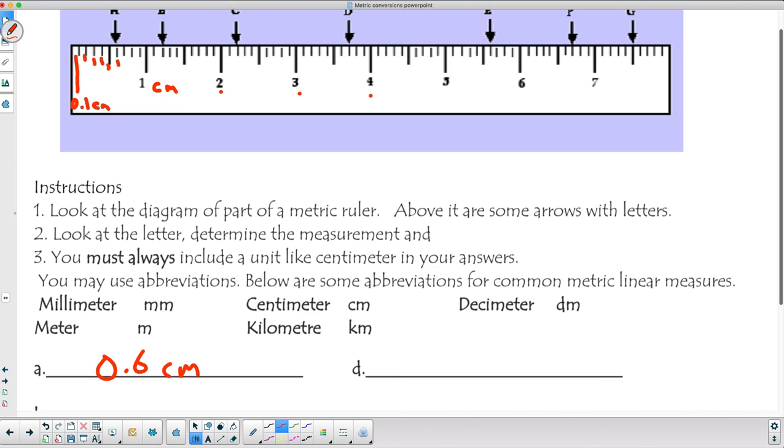So for letter D, that's D right here, and here is where my measurement is. I have 3 point, and then 0.1, 0.2, 0.3, 0.4, 0.5, 0.6, 0.7. So this would be 3.7 centimeters, like that. Okay, good.